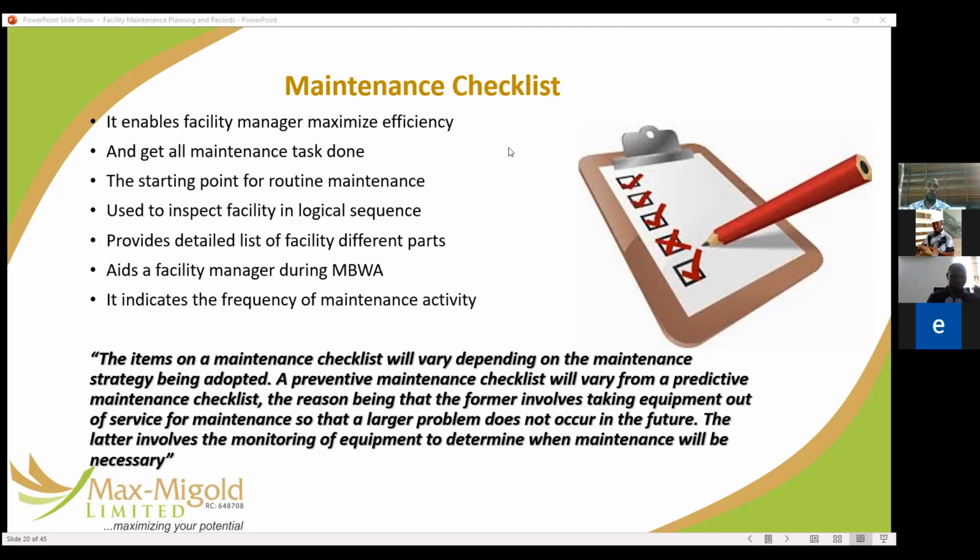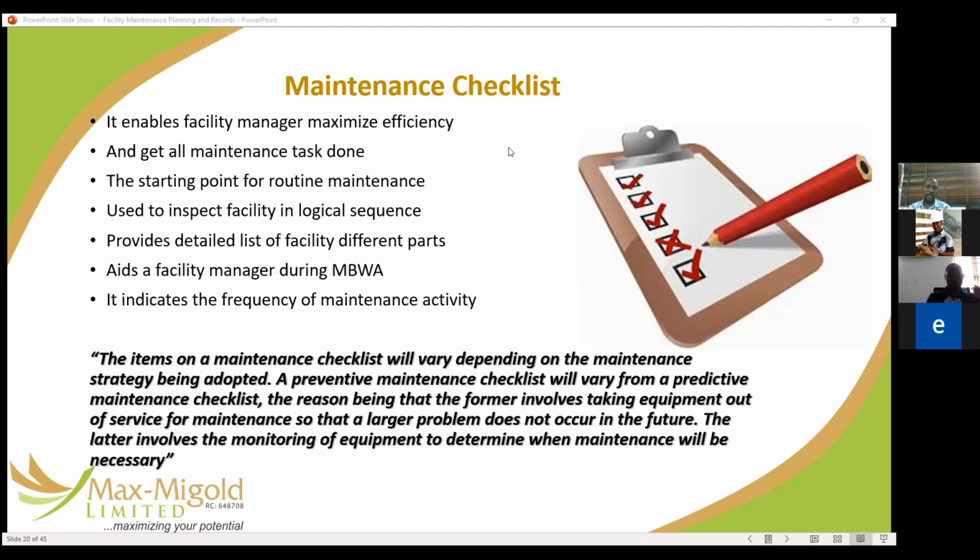Then it also helps you to get all maintenance tasks done, which I've already expatiated on. Then it's the starting point for routine maintenance. Where do I start from? Start from shutting down the equipment. Has the equipment been shut down? Yes. Tag in, tag out, put in place? Yes. Resources available? Yes, all those things. So you know where to start and when to close that maintenance task.